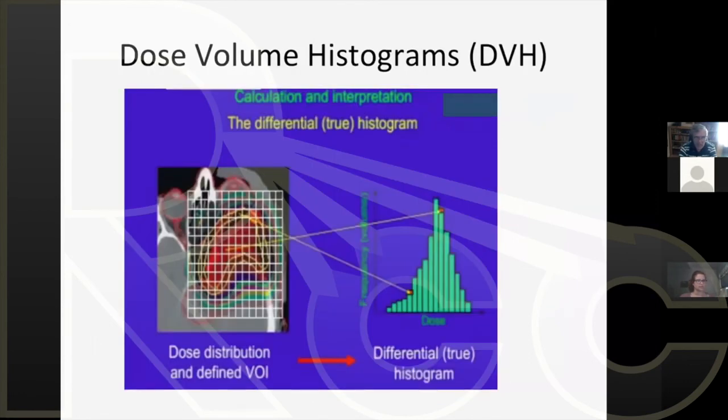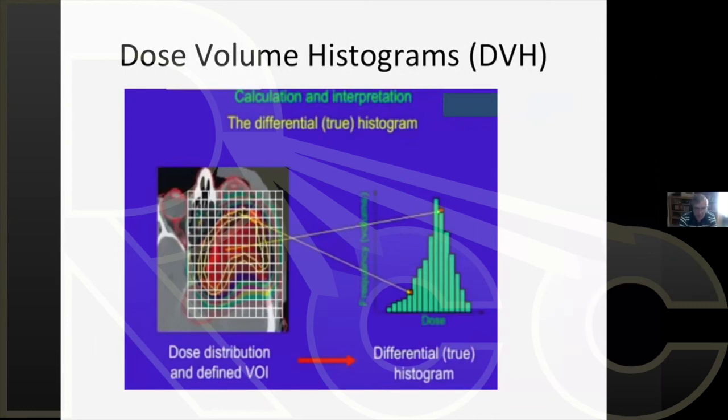Thank you. So the computer creates a three-dimensional grid for the whole area being contoured. That's the calculation grid. Those grid spacings could be anywhere from 1 millimeter by 1 millimeter to 3 millimeters by 3 millimeters. It all depends on how you break it up. But what the differential DVH does is it just starts adding how many of those squares have the same dose.